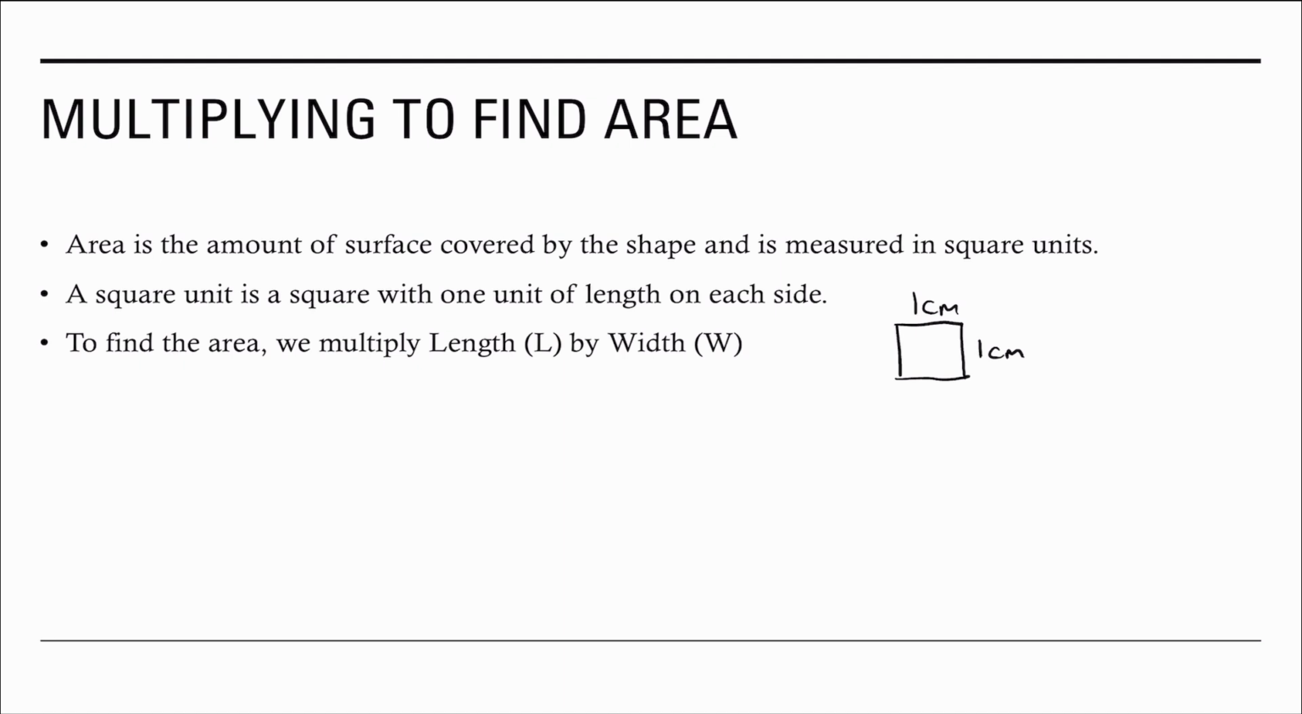To find the area, what we do is we multiply the length by the width. And you can see that on this shape. So if this was the length and this was the width, then we would multiply these two together and we'd end up with what this is, which is 1 centimeter squared. If it was larger, maybe it was 4 here and 2 here, then we do 4 times 2, which is 8, and then we have 8 centimeters squared.